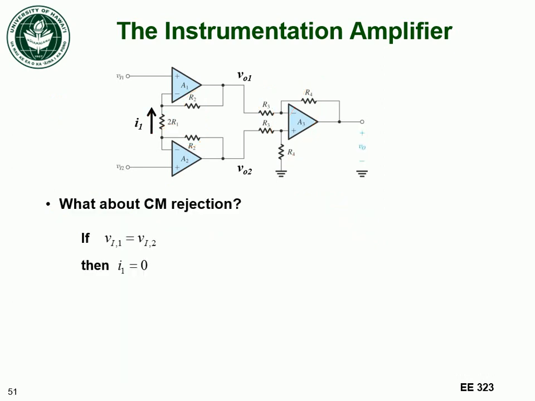Okay, let's check out the common mode rejection of the instrumentation amplifier, just to make sure it's functioning as a good difference amplifier. So let's say that VI1 and VI2 are equal to one another. If those two are equal, then the current I1 is going to be zero, because my voltage at this point is VI2 and my voltage at this point is VI1, but they're equal, so there's no potential difference across this resistor R1. So I1 is going to be equal to zero.